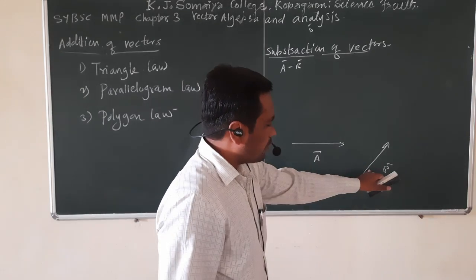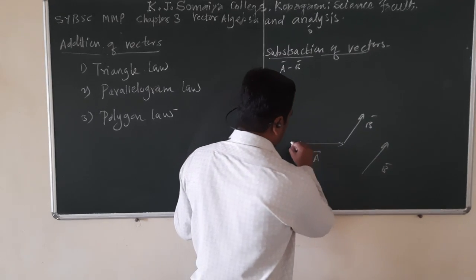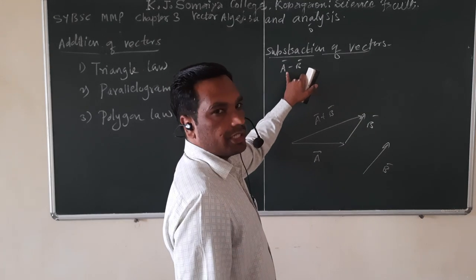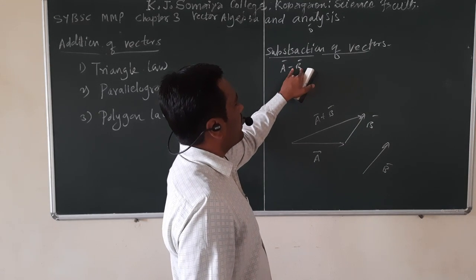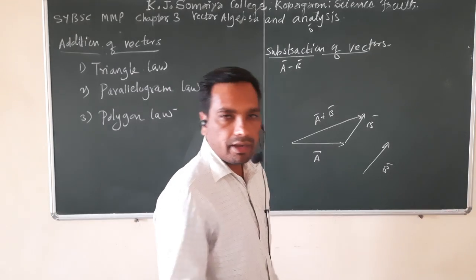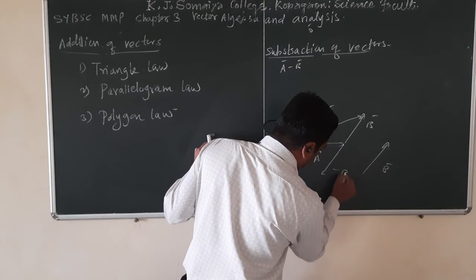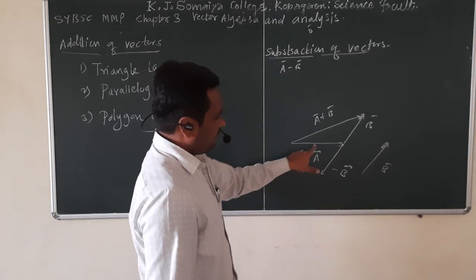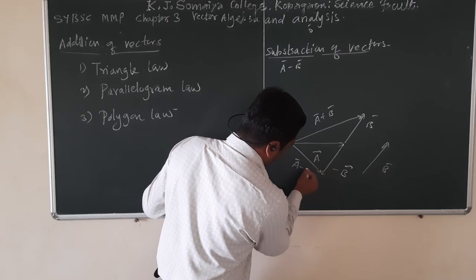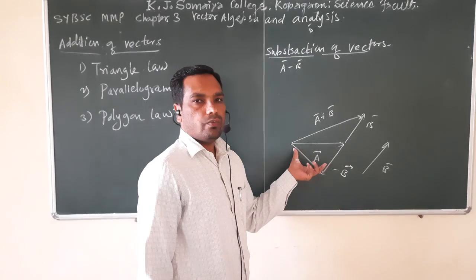So we know that if we project this vector over here, this is nothing but vector A plus B. For subtraction of vector B, we have to take the negative vector of that vector. We know that for a negative vector, the magnitude remains the same but the direction is opposite. So this will be the vector minus B. Now add vector A and vector minus B by the triangle law, so we get vector A minus B. In this way, we can subtract two vectors.